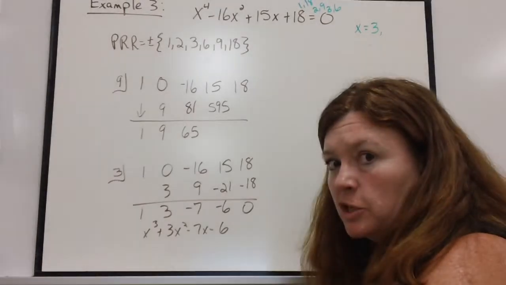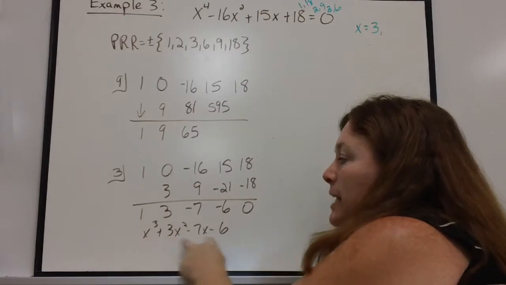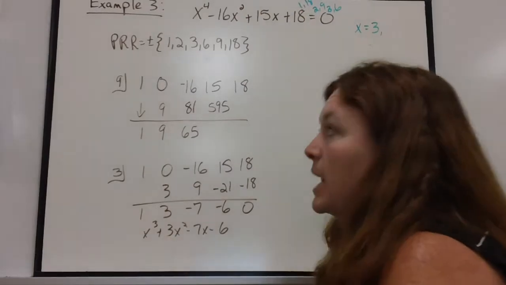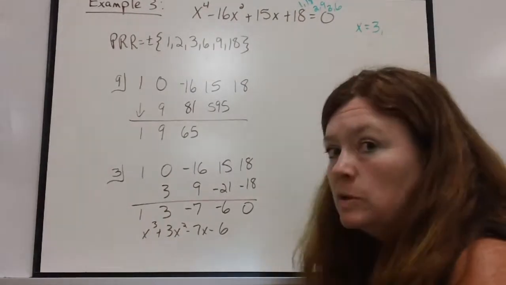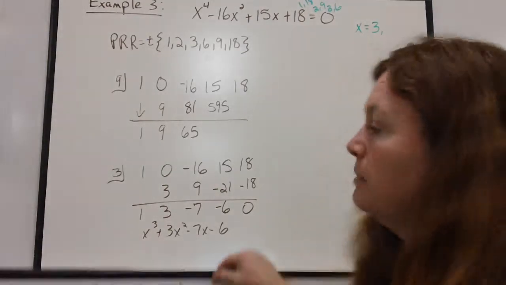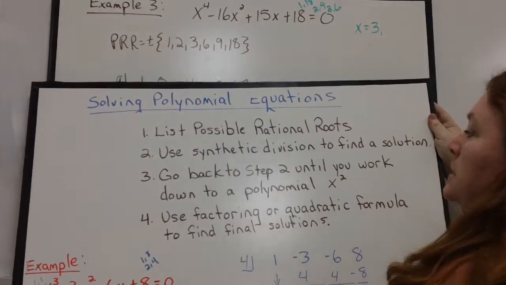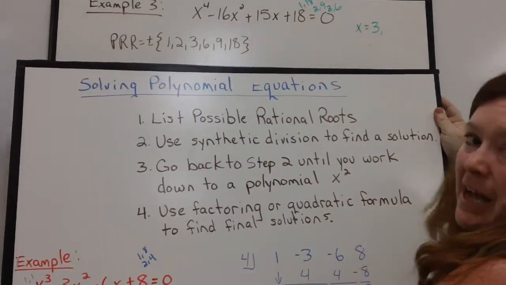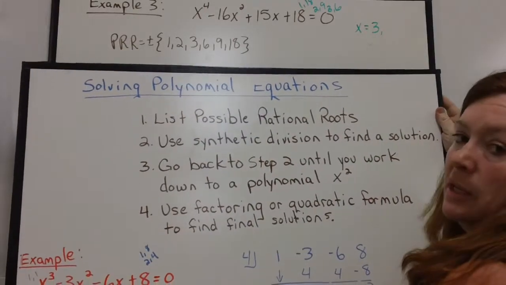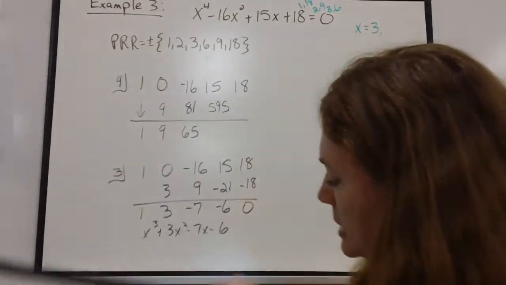Sometimes when you have 4 terms, you can break it into 2 and 2, but these won't give me anything that I can work with. I can't factor it. I can't use quadratic formula. I don't know what to do. This is where step 3 comes back into play. I hope you can see this. It says go back to step 2 until you work down to a polynomial x squared. What does that mean? What I mean is this.